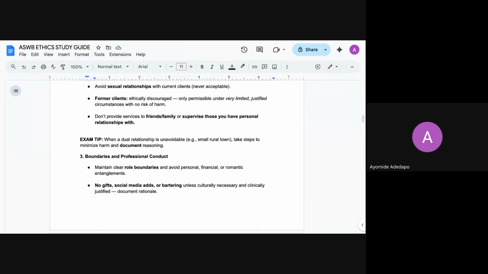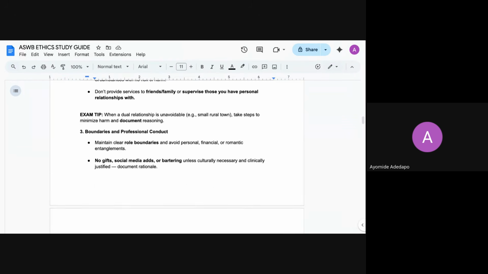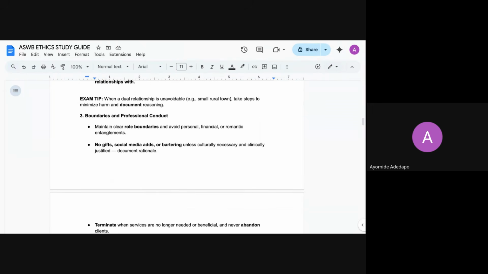Something else that's important when it comes to the exam: professional boundaries. You need to know what that looks like. Maintain them, right? Be clear. Avoid any kind of entanglements, financially, romantically, personally. We don't want to do that. You want to be very stern and clear with your boundaries with your clients.